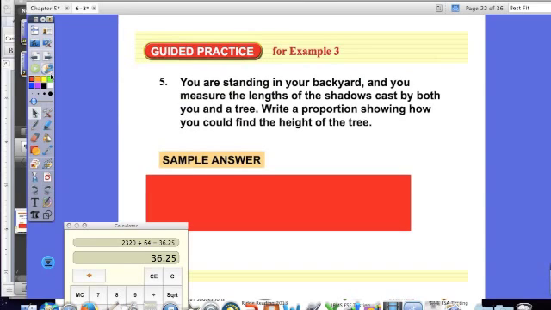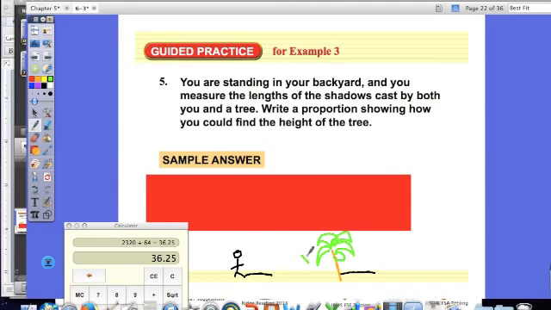And one more guided practice. You are standing in your backyard and you measure the lengths of the shadows cast by both you and a tree. So this is you, and here is a tree. Since we live in Florida, I'm going to make it a palm tree. Write a proportion showing how you can find the height of the tree.